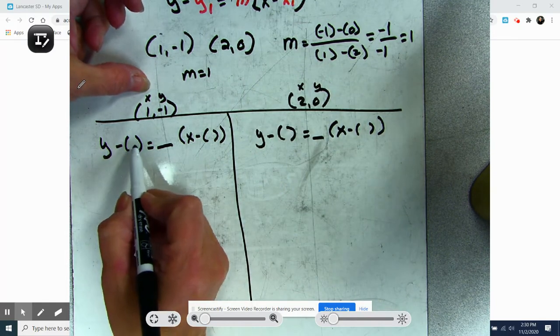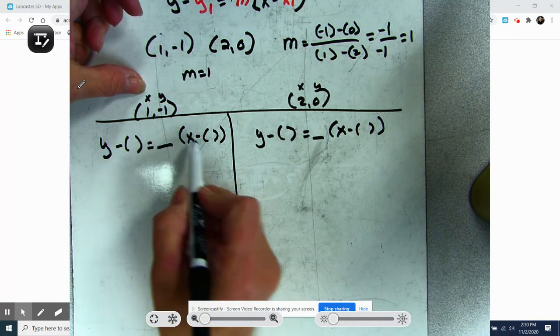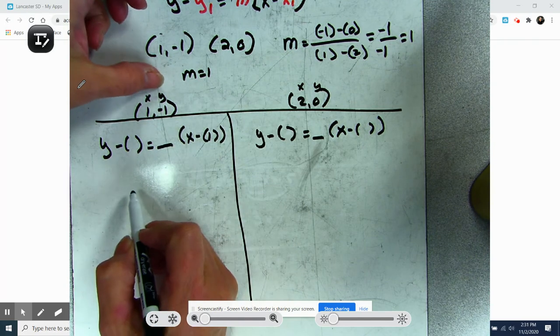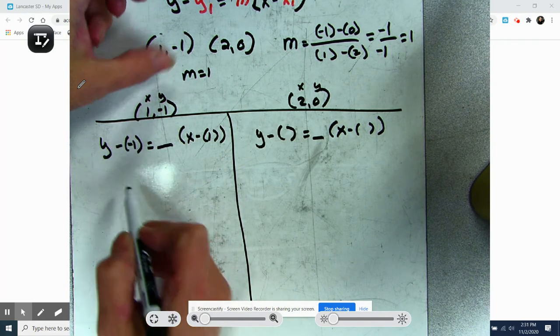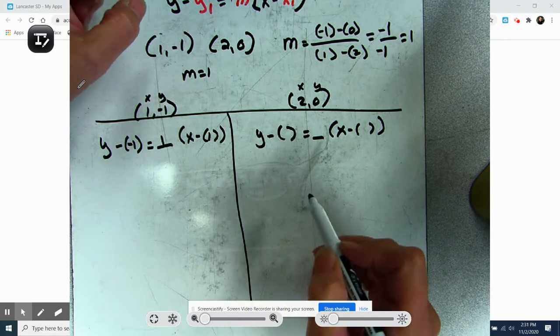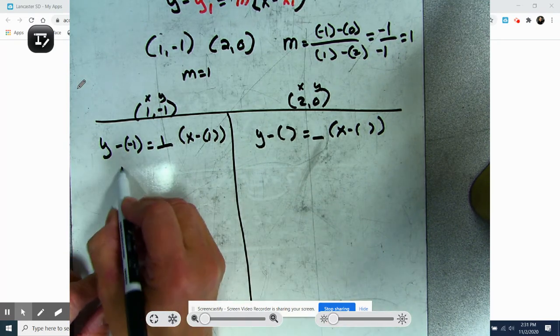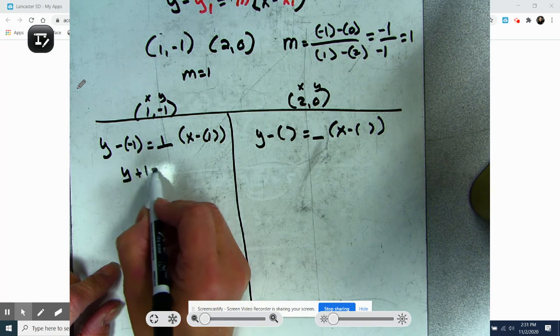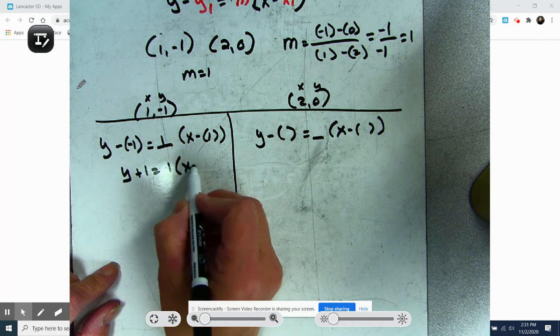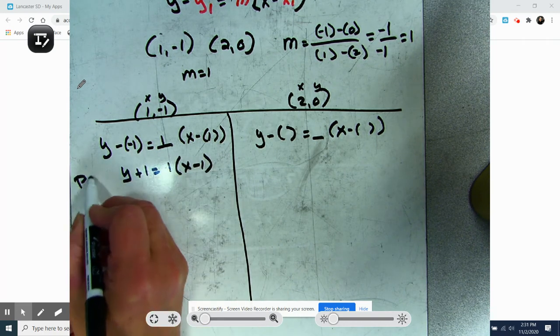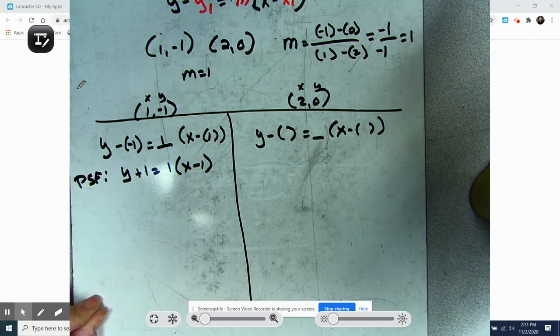So x1 is 1, so it goes here. -1 is the y, it goes here, and m is the 1. Okay? So negative, negative is positive. This is in point slope form.